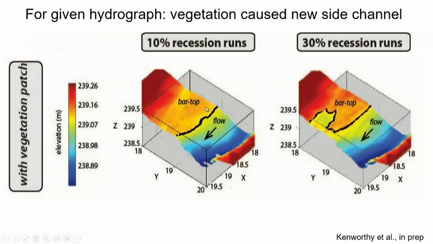If we zoom in on those areas a little bit, I note that we had vegetation planted right here where we have the high bar top, and then we have this area of low elevation around the vegetation. Similarly here, we have a much lower area of low elevation around the vegetation. And what those are is a side channel that developed because we planted the vegetation. That side channel did not exist in the other experiments, and that's because the vegetation was routing the flow around itself and increasing the velocity around the bar top.